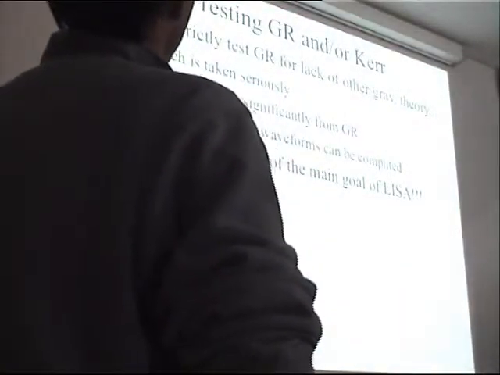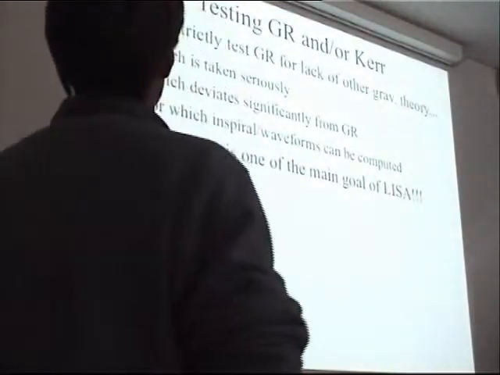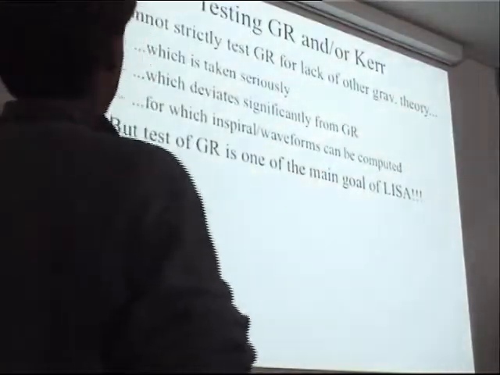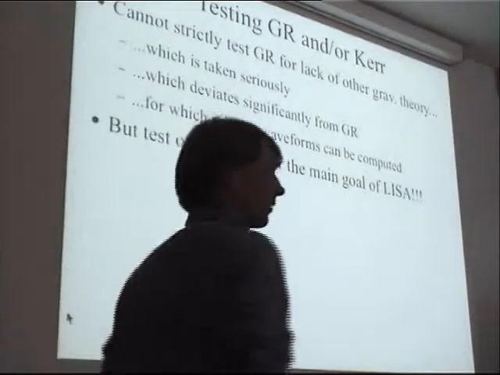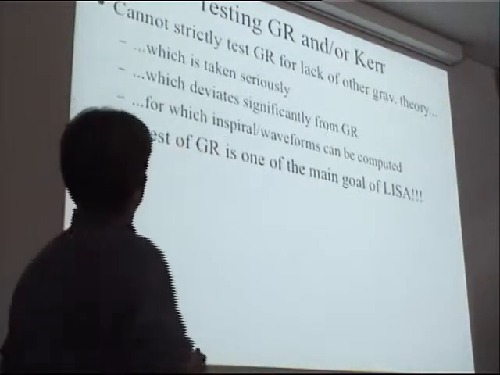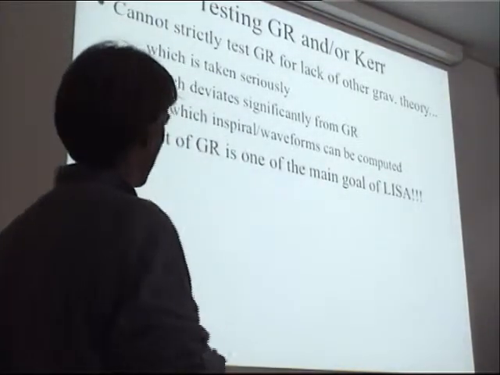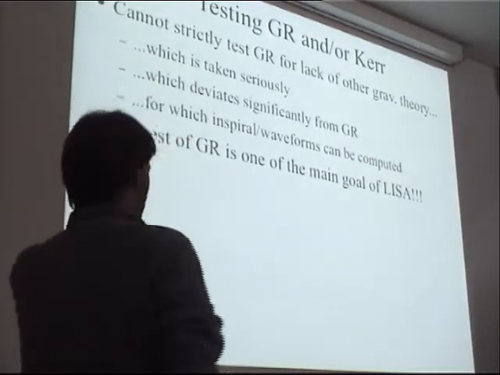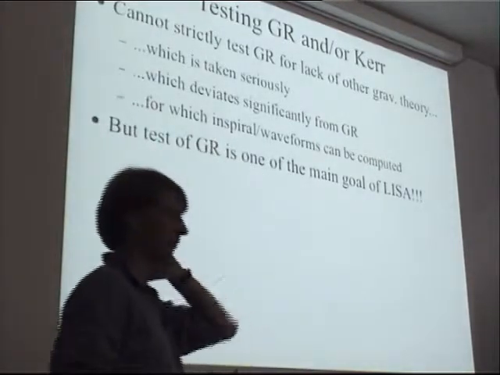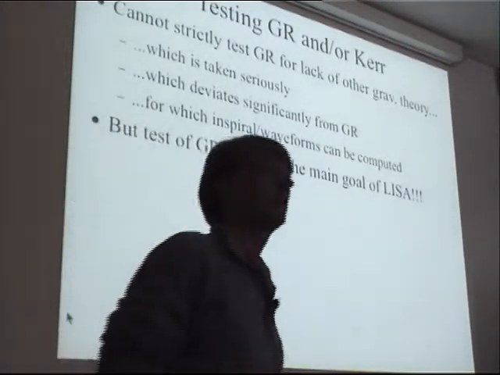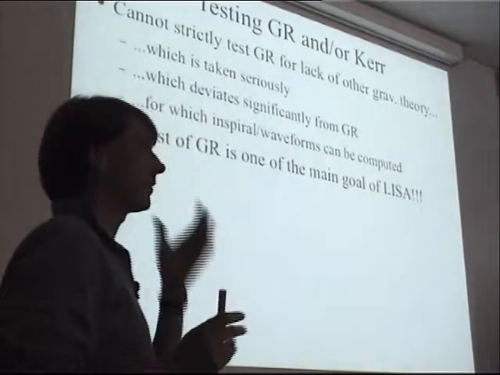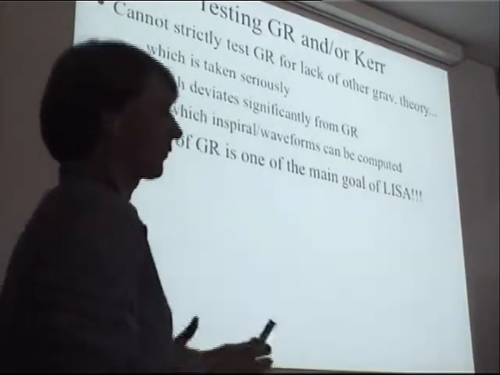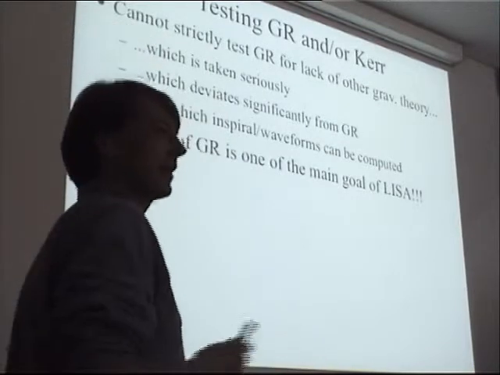But as I understood, there is no other theory of gravitation which is taken seriously and which always deviates significantly from GR, so that it will make a prediction which you can really test, and for which inspiral trajectories and waveforms can be computed. And it seems that maybe people are not really eager to do it because it's so much work for something that, I don't know, that's something to discuss, but I imagine it's a lot of work for something that most people think will be negative at the end.